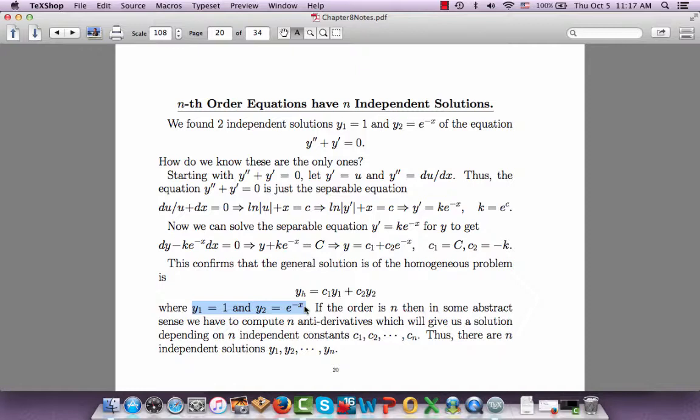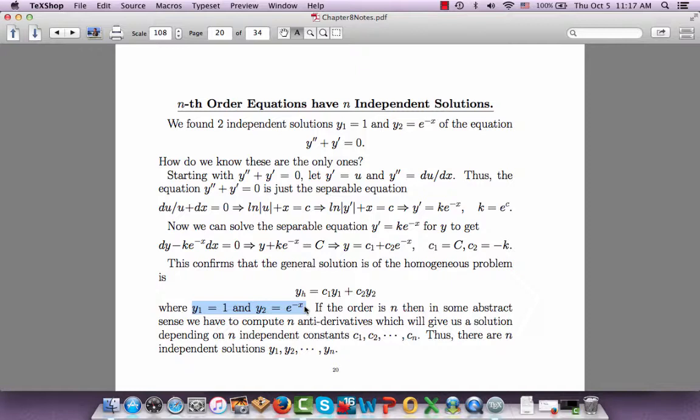Now in general, you can't do this to solve an equation. This equation I contrived to make it easy to solve, as basically solving two separable equations in a row. Most linear equations, you can't do that. But this is just an example to illustrate why we have two independent solutions.